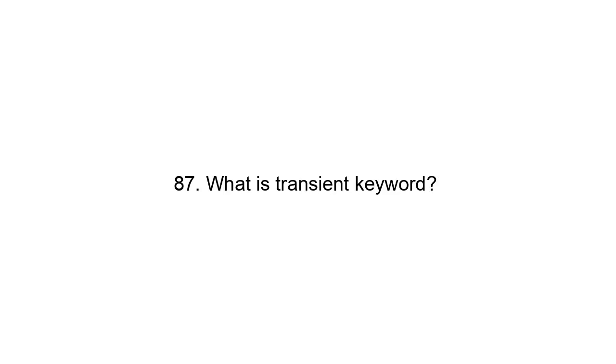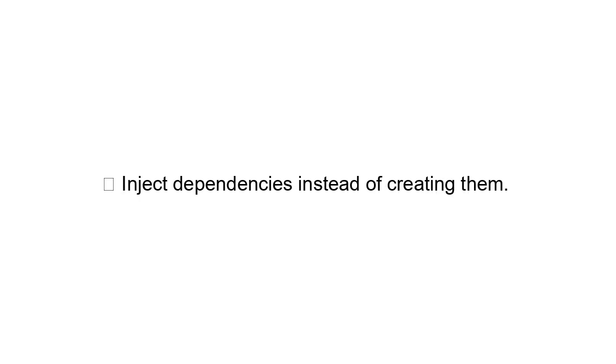87. What is the transient keyword? Prevents serialization of a variable. 88. What is reflection? Inspect classes at runtime. 89. What is an annotation? Metadata for code. 90. What is dependency injection? Inject dependencies instead of creating them.